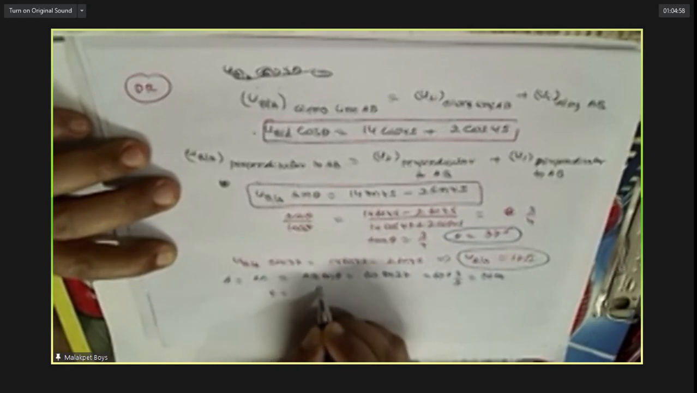And what else is asking? Time. Time is nothing but that BC by the velocity vector in that direction. Okay, this BC is nothing but 60 cos 37 by 10 root 2. So now the time will be 12 root 2 by 5 seconds.